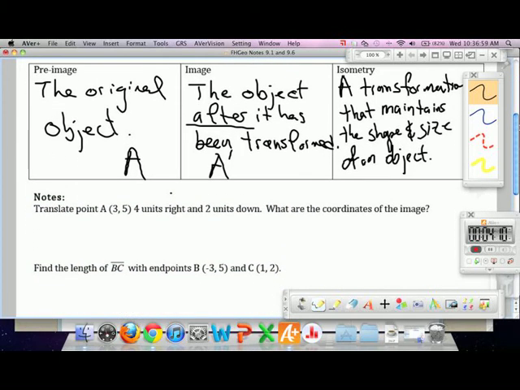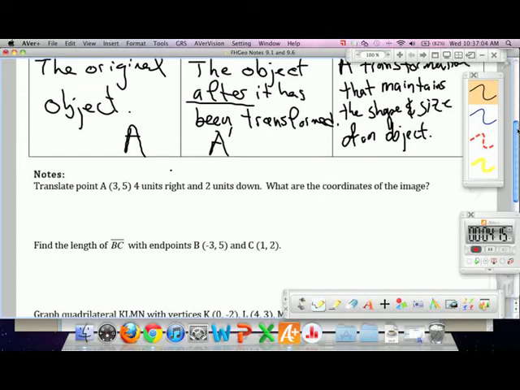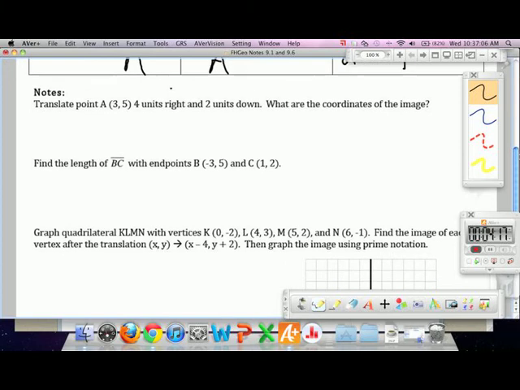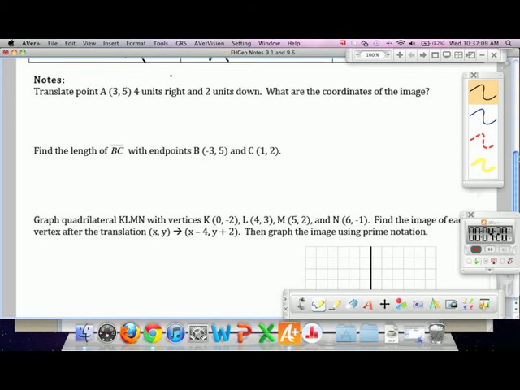So a lot of this, what's nice is translations is a lot of common sense. So if I ask you to translate the point, say this point 3, 5, 4 units right and 2 units down. If A is 3, 5, then A prime better be what? Well, we'll take A and move it 4 to the right and 2 down. So what would I do to this coordinate to move it 4 to the right? Add 4 to which coordinate? The 3, or maybe more generally, the x coordinate.